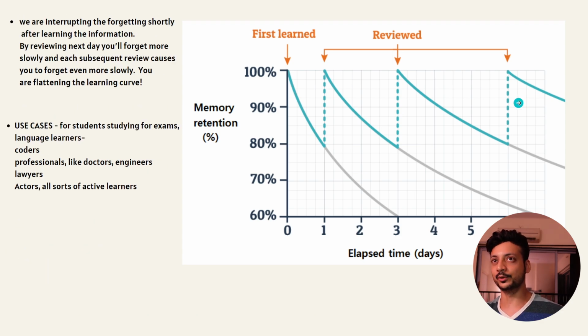So what we're basically doing is interrupting the forgetting shortly after learning the information. By reviewing the next day, you will forget more slowly, and each subsequent review causes you to forget even more slowly. What you're doing is flattening the learning curve.